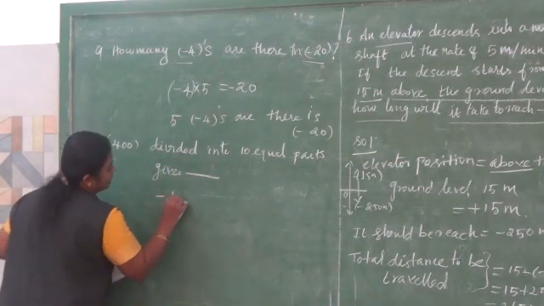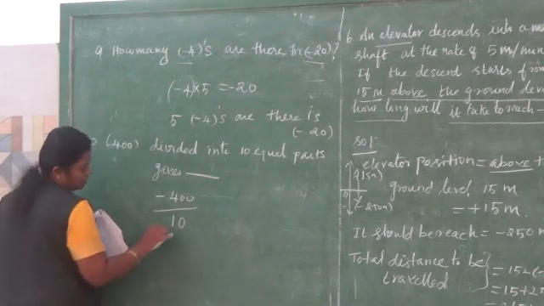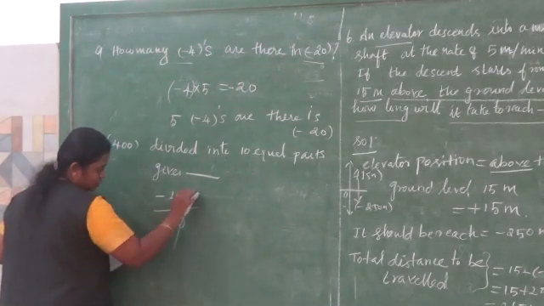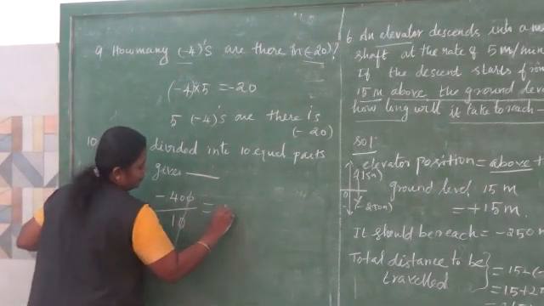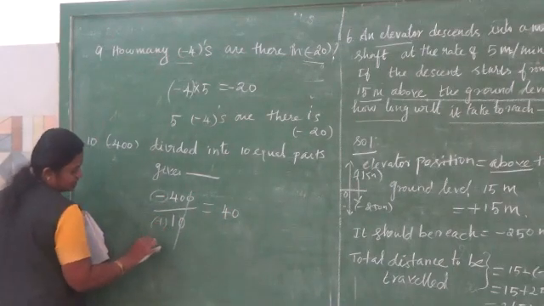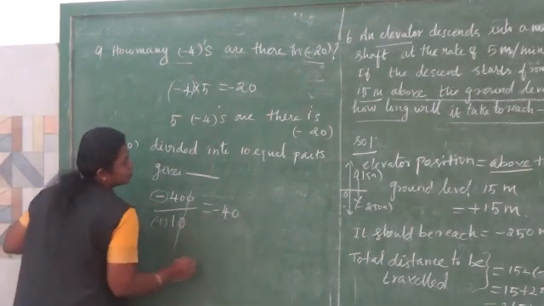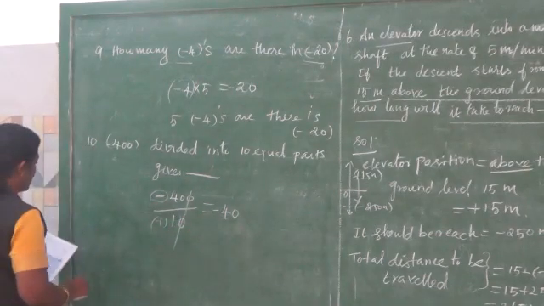How to divide minus 400 by 10? Divided by 10, the zeros cancel, now 40. But here one is a negative integer and the other is a positive integer. Division of different signs will give the negative value. So minus 40 is the answer.